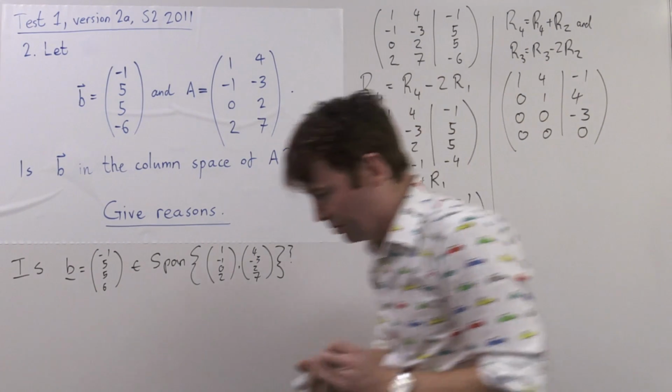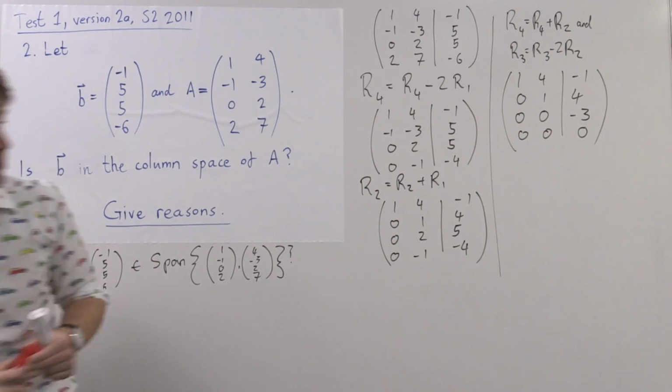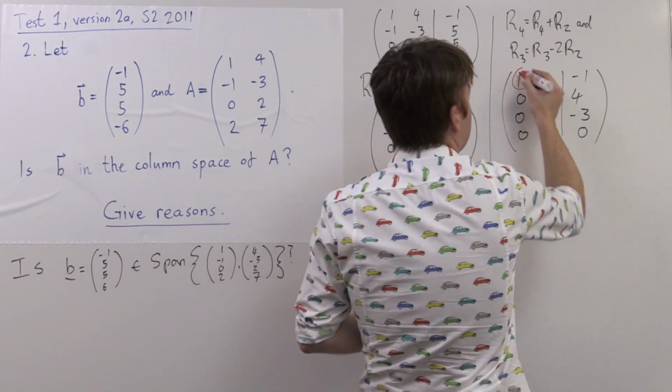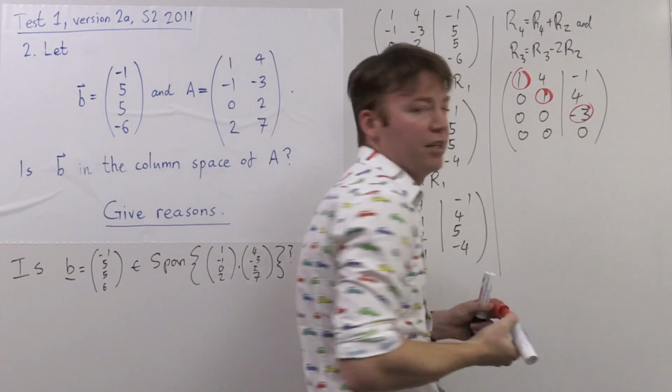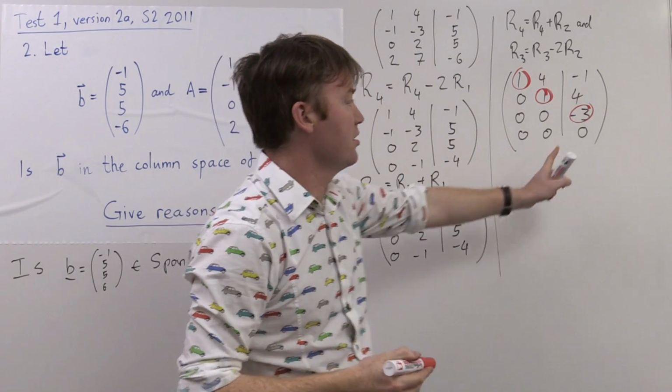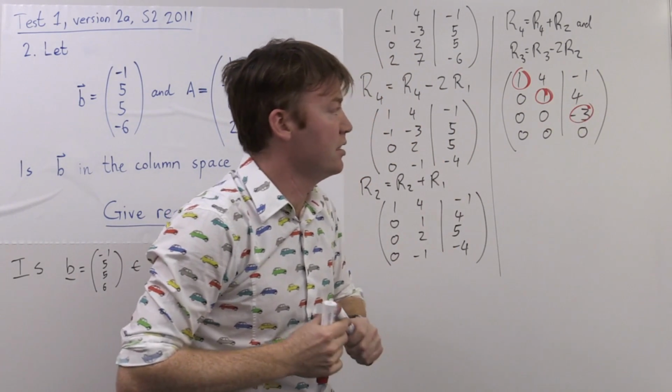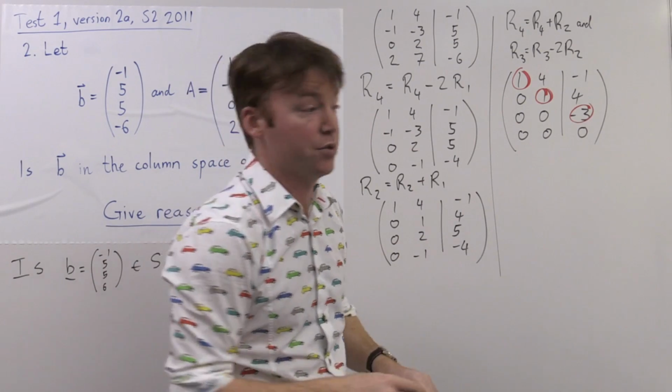Good, this is row echelon form. These are my leading terms, and I'll notice that this column here is a leading term, which means there are no solutions.